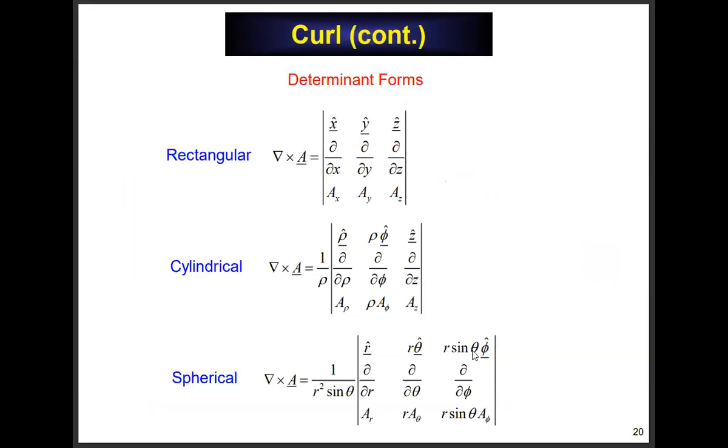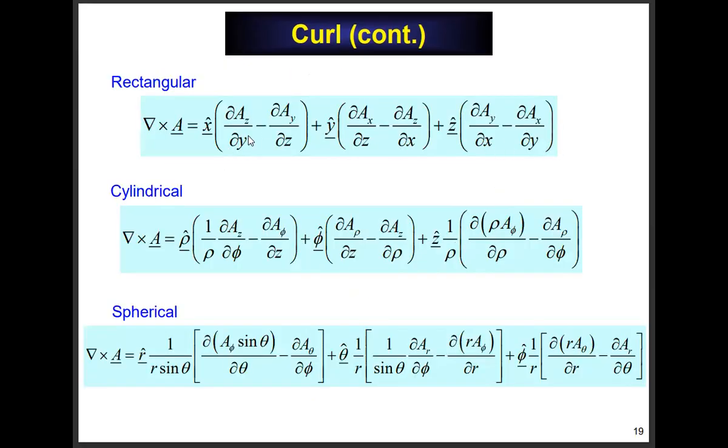Let me point out that there are determinant forms for the curl in all three coordinate systems. This is the one I talked about last time, the good old determinant way of taking the cross product in rectangular coordinates. You have a cross product of two vectors. Remember, the del operator is just treated like any other vector: x component, y component, z component.